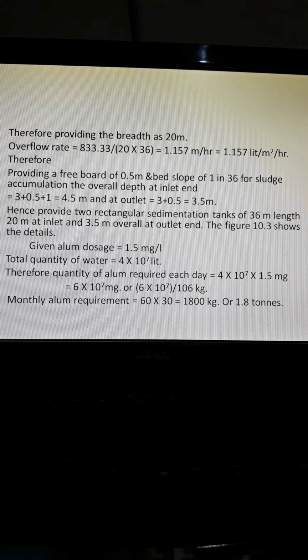Therefore, it will become say 60 kgs of the alum per day, and as monthly requirement is asked, we will have to multiply this quantity by 30 days. Therefore, 60 into 30 is going to be 1800 kg or 1.8 tons.